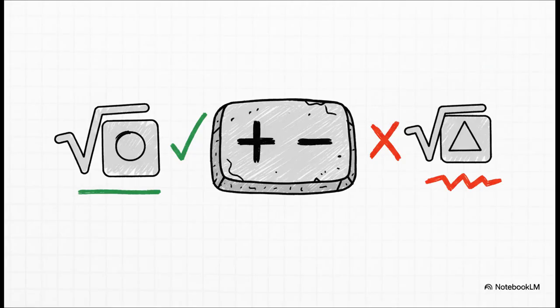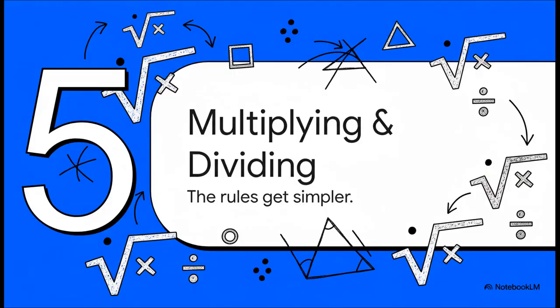So here it is, the golden rule for adding and subtracting radicals. The radicands have to match. They have to be identical. If they are, you just add or subtract the numbers out front and you leave the radicand completely alone. That's the rule.